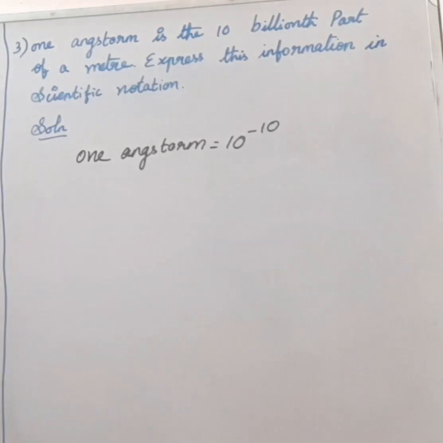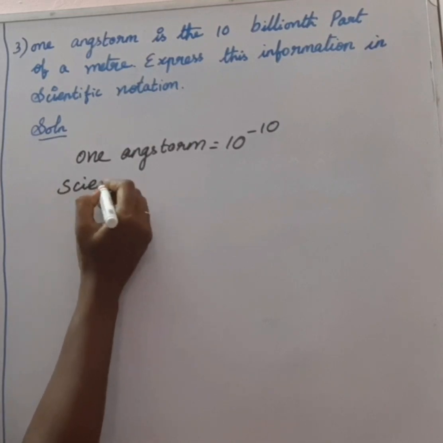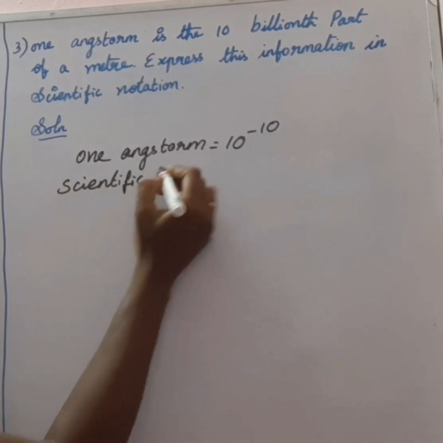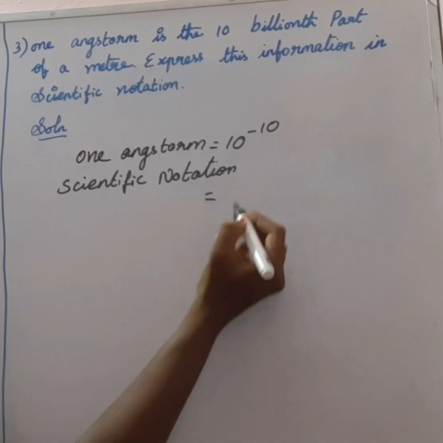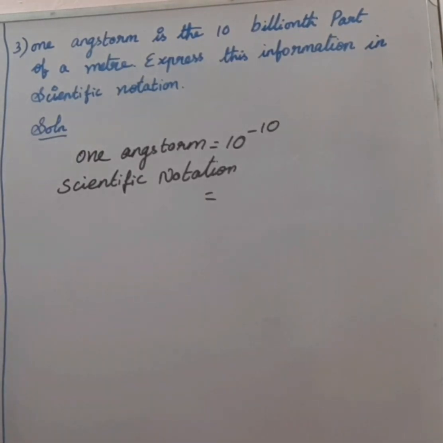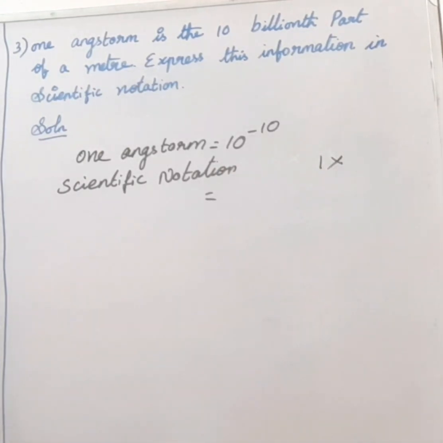Now we want to write it in scientific notation. How do we write this in scientific notation? It becomes 1.0, because there is no number before it, we write it as 1. So 1 into 10 power minus 10.